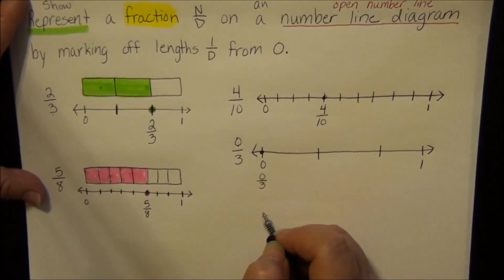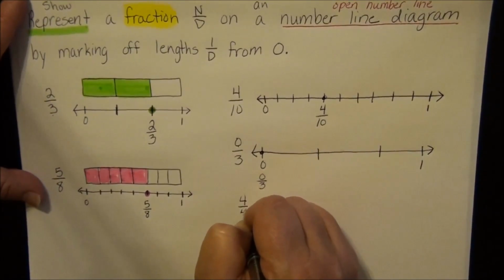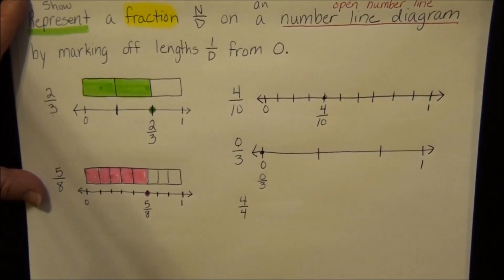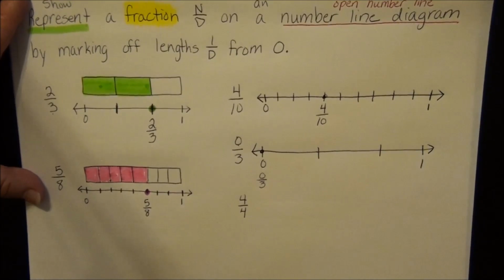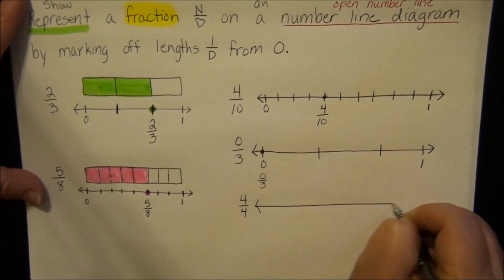Okay, so now let's do another one. Let's do 4 out of 4. Now, I want you just to think for a second. I want you to think if you can predict where that dot's going to be. Let's draw that open number line.